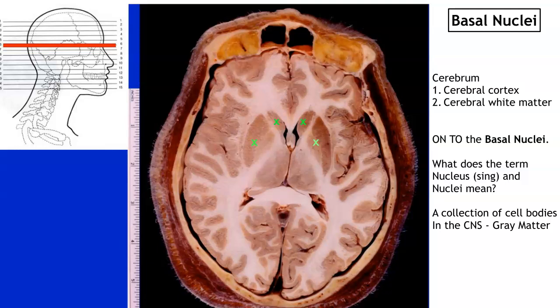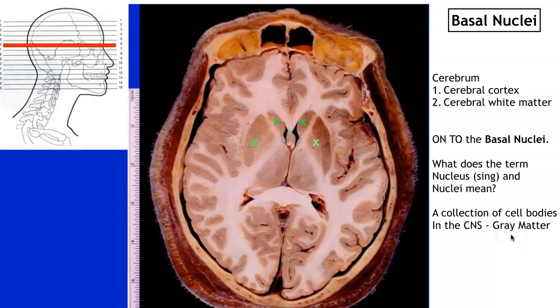Now, the last part of our cerebrum. Remember we said the cerebrum had three parts. Cerebral cortex, gone through that. You know that. Cerebral white matter, and you know that. The three different types, make sure you know them and what they look like. Done that. Now we're going to go on to these basal nuclei. First, what does a nucleus, singular, and nuclei, plural, mean? Remember your terms. It's a collection of cell bodies within the CNS.